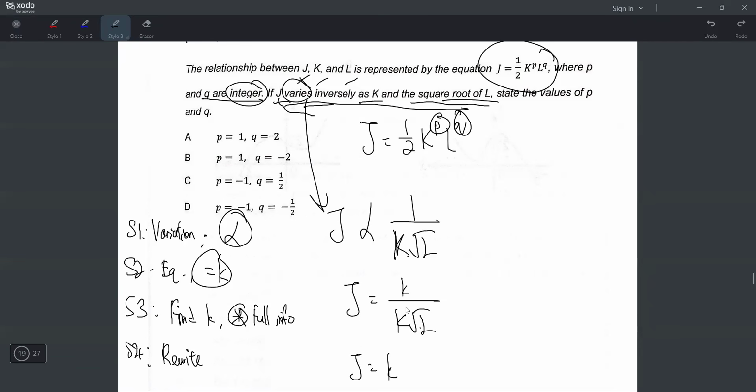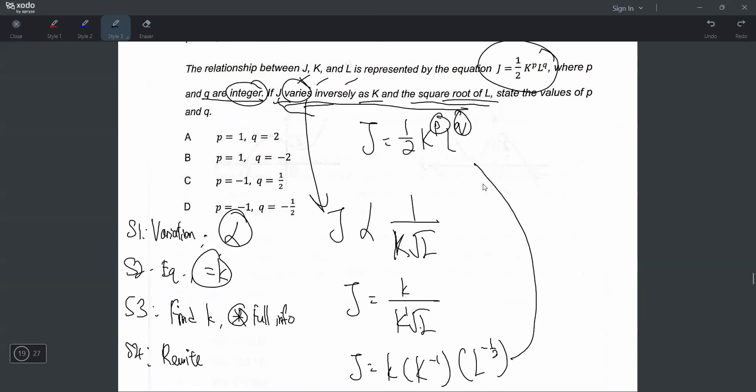So the K nothing, no power means power 1. So when you naikkan dia, dia akan jadi K power negative 1. Sebab bila you naik atas, power dia akan tukar tanda. Same with the square root L. Bila you naik atas, dia akan jadi L power negative 1 over 2. Because square root is power 1 over 2. So when you naik atas, dia jadi negative 1 over 2.